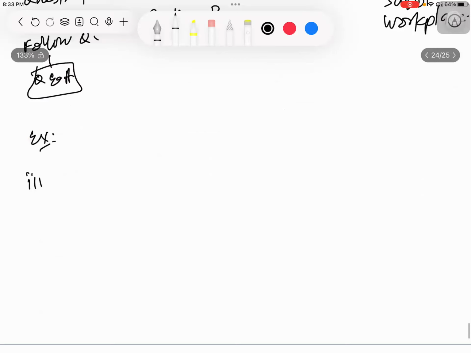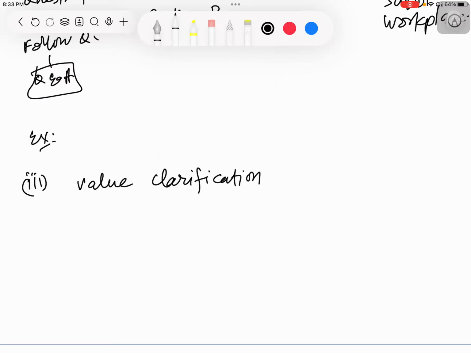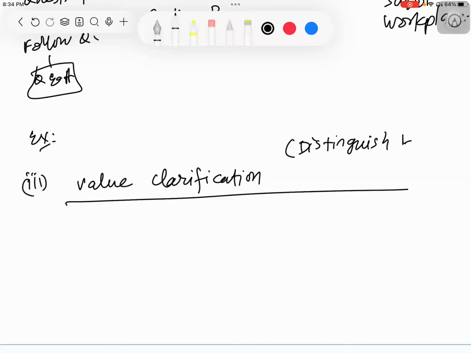Similarly, there are many ways of value clarification. Value clarification means distinguishing between different values, or deciding which value is correct and which value is wrong. Okay, so that is known as value clarification. And if you look at this, there are many other methods also through which value education happens.